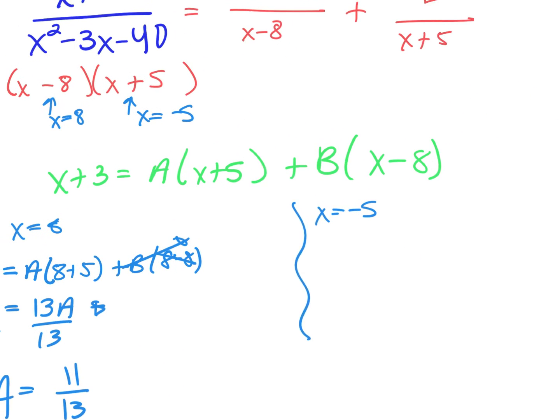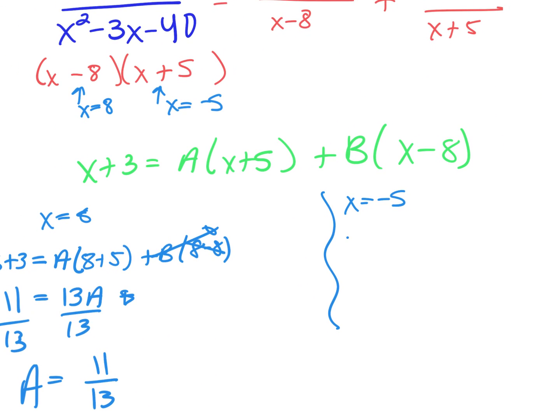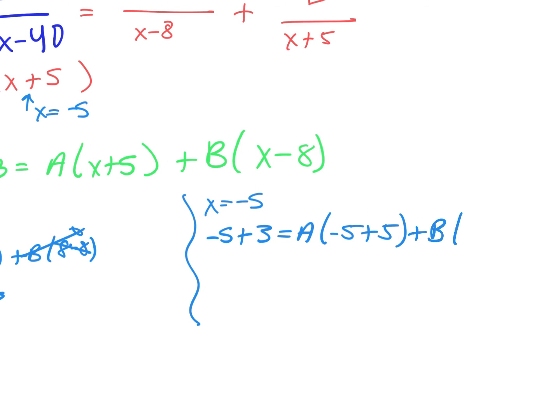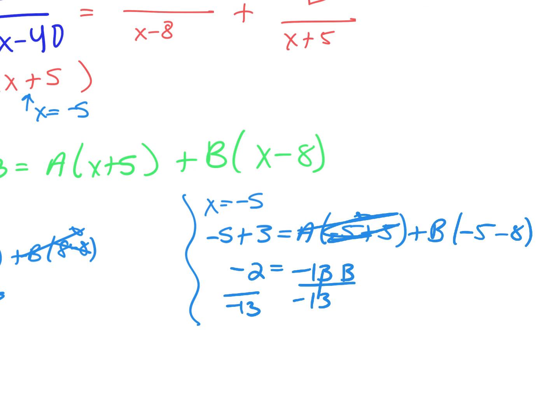So over here I'm going to evaluate with x equals negative 5. So I have negative 5 plus 3 equals a times negative 5 plus 5 plus b times negative 5 minus 8. So negative 5 and 3 gives me negative 2. Negative 5 plus 5 is 0 times a, cancels out. Negative 5 and negative 8 gives you negative 13b. Divide both sides by negative 13. And b equals 2 over 13.